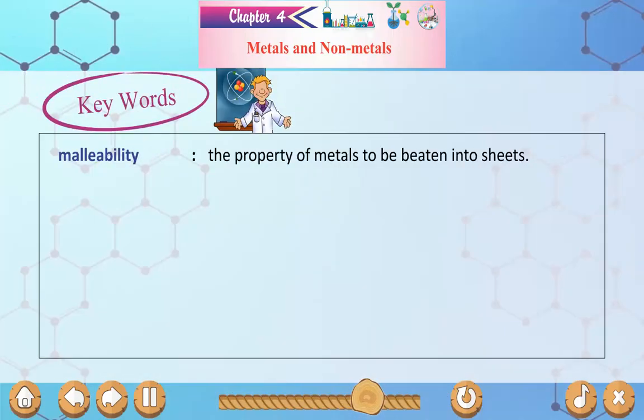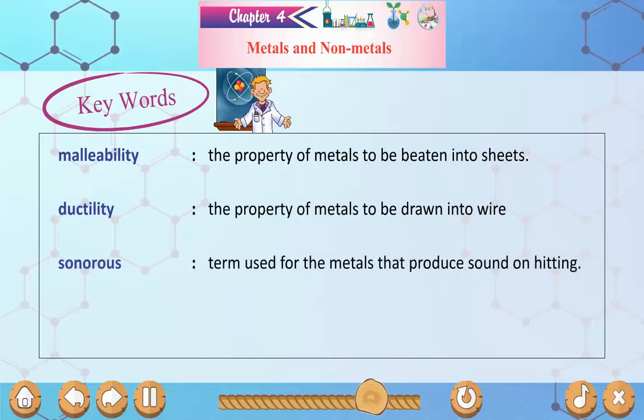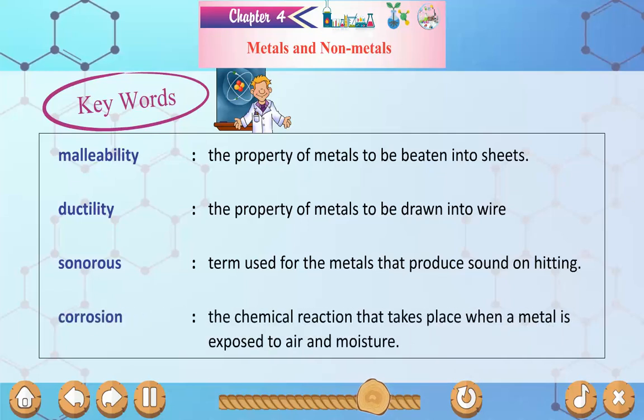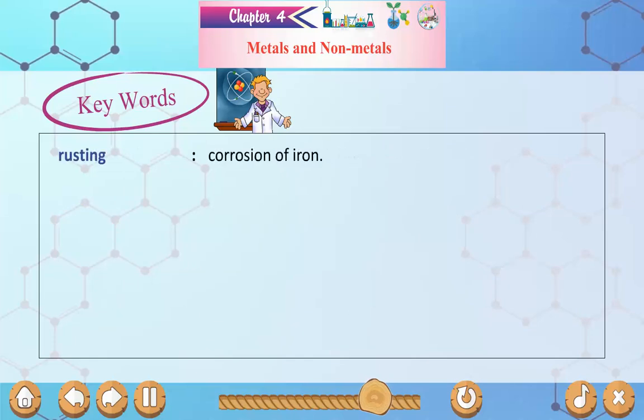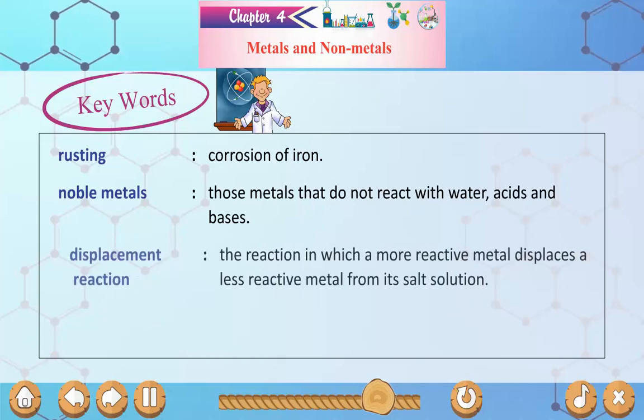Keywords: Malleability, the property of metals to be beaten into sheets. Ductility, the property of metals to be drawn into wires. Sonorous, term used for metals that produce sound on hitting. Corrosion, the chemical reaction that takes place when a metal is exposed to air and moisture. Rusting, corrosion of iron. Noble metals, those metals that do not react with water, acids and bases.